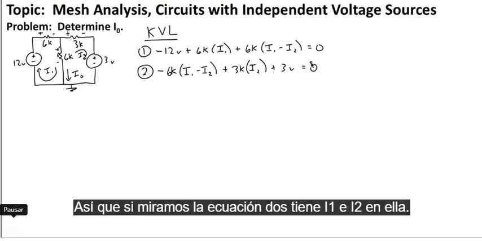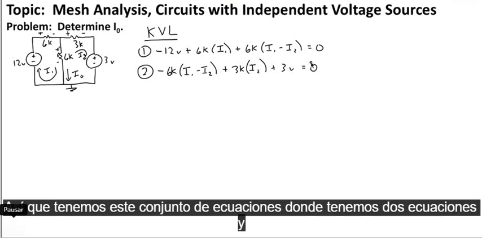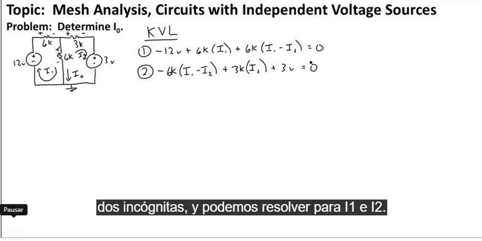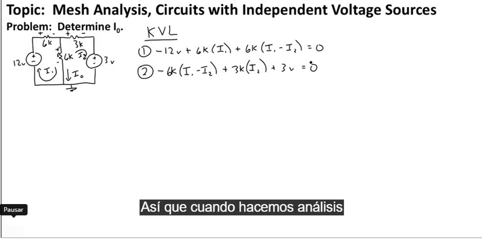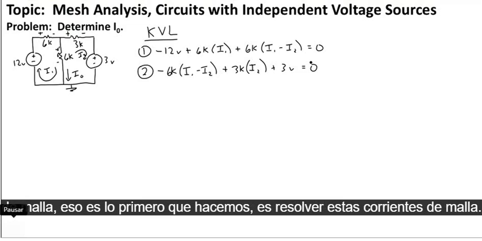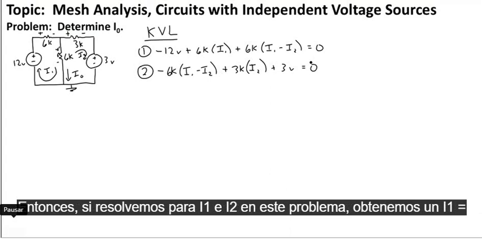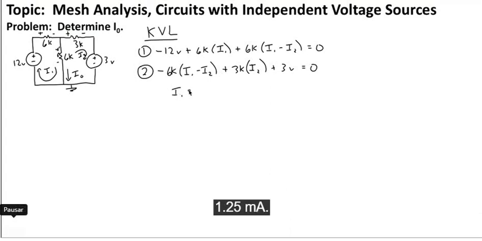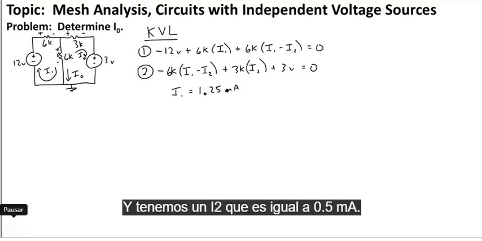So if we look at equation 2, it has I1 and I2 in it. And so we have this set of equations where we have two equations and two unknowns. And we can solve for I1 and I2. So when we're doing mesh analysis, that's kind of the first thing we do, is we solve for these mesh currents. So if we solve for I1 and I2 in this problem, we get an I1 equal to 1.25 milliamps. And we have an I2 which is equal to 0.5 milliamps.